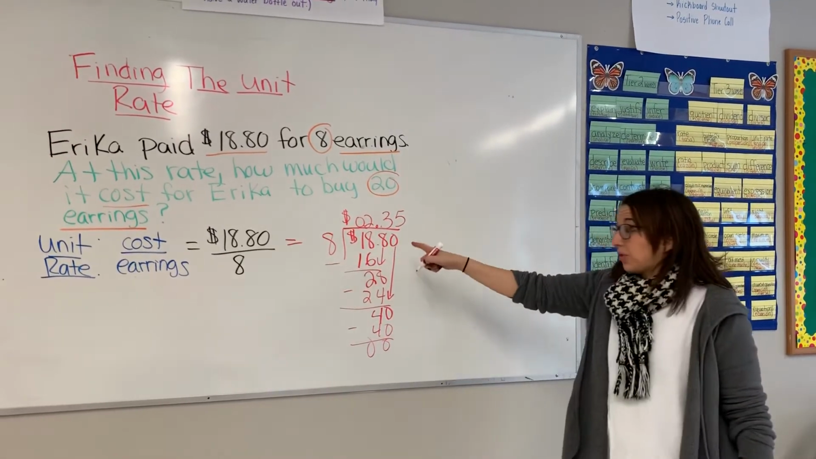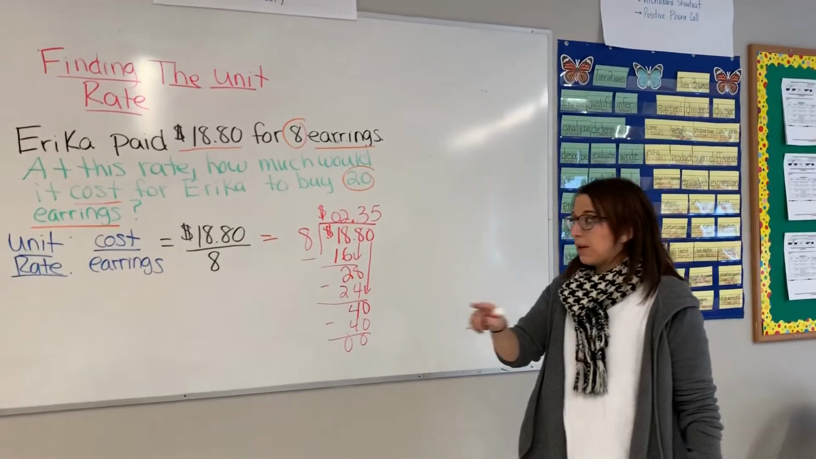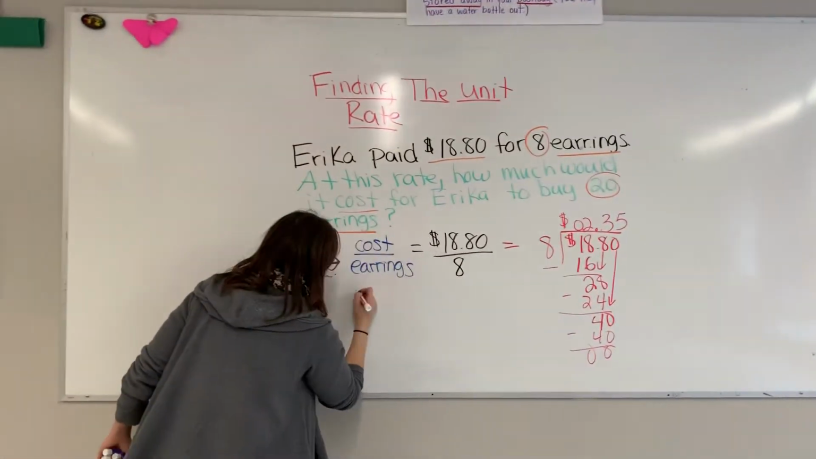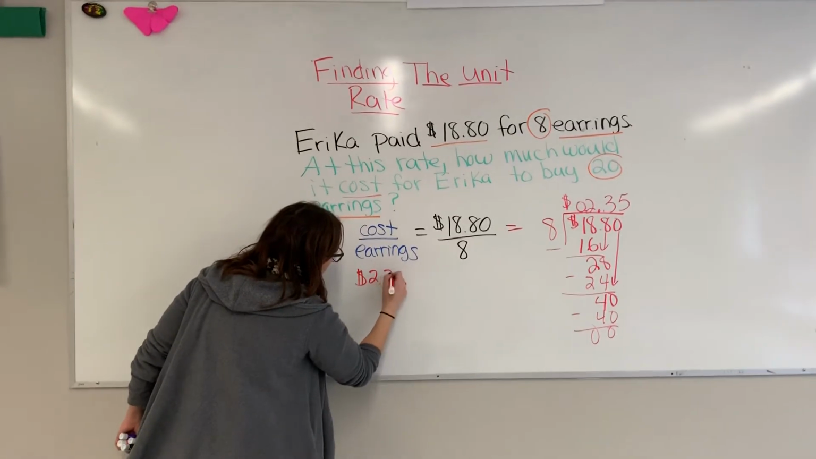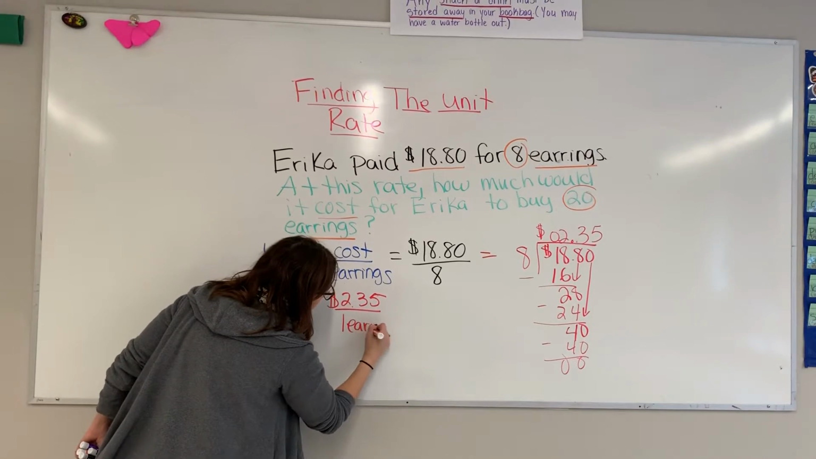So now this $2.35 represents the cost of 1 earring. So I'm gonna write that here. So it's $2.35 for 1 earring.